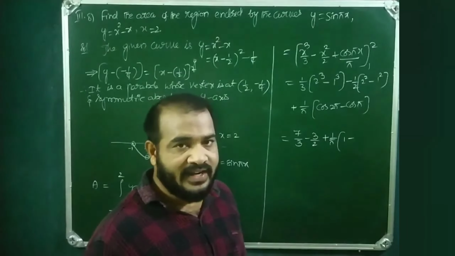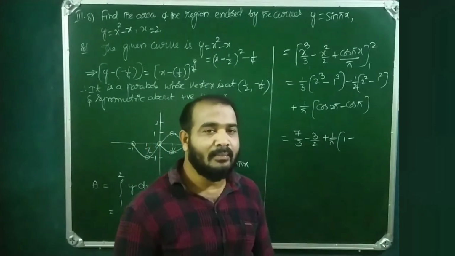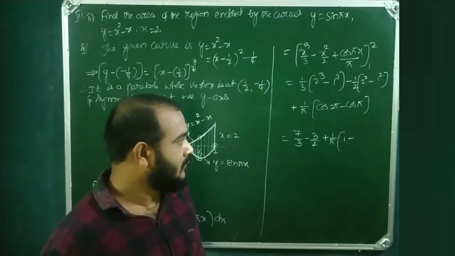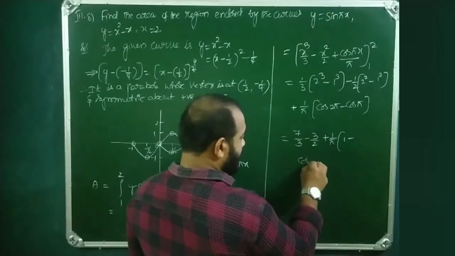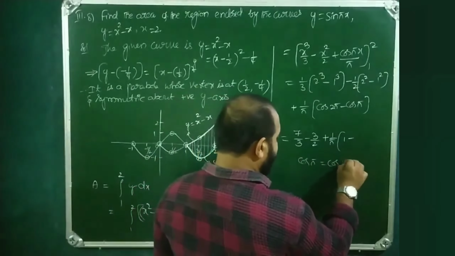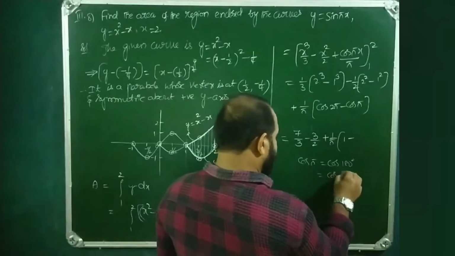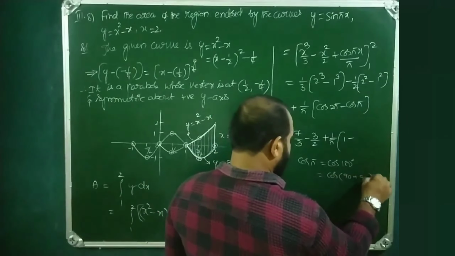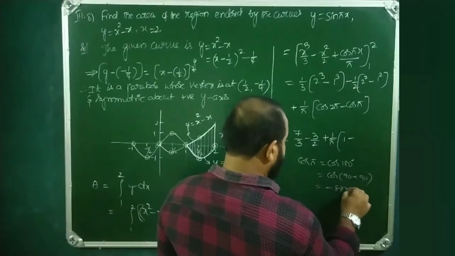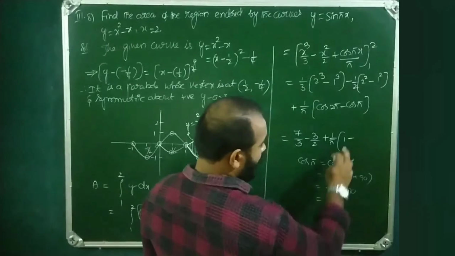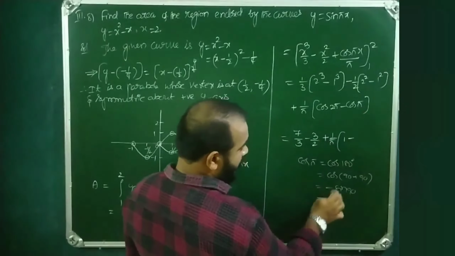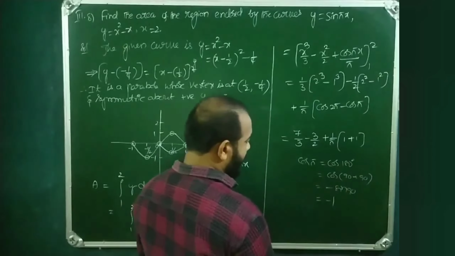Cos pi is cos 180, cos 90 plus 90, which is minus sin 90. So minus 1. So cos pi value is minus 1. Minus of minus is plus 1.